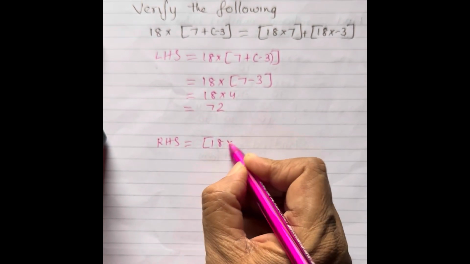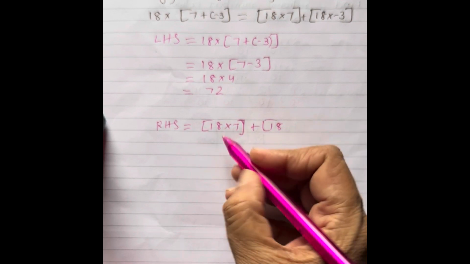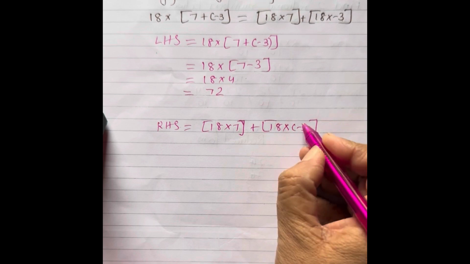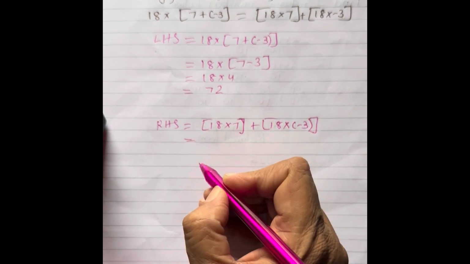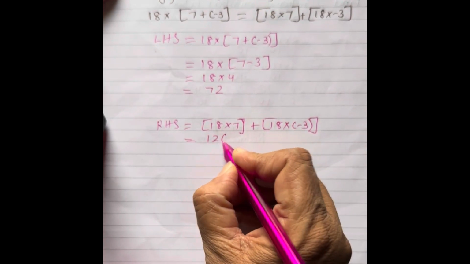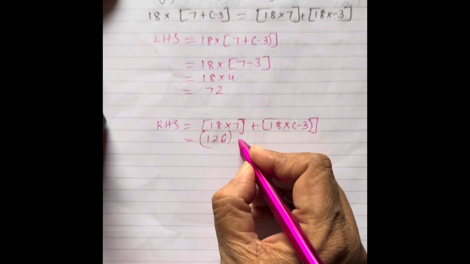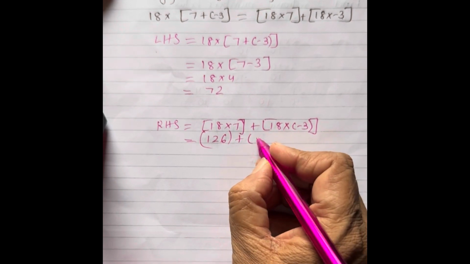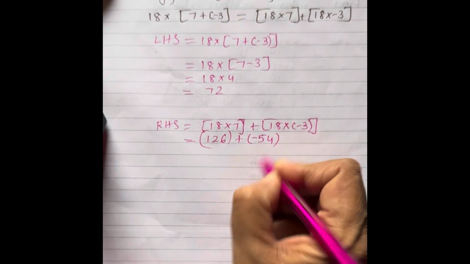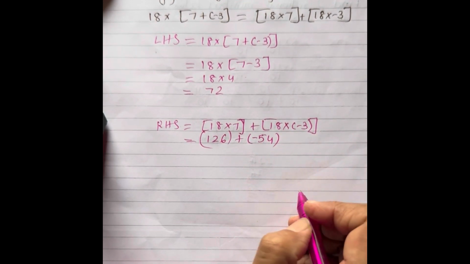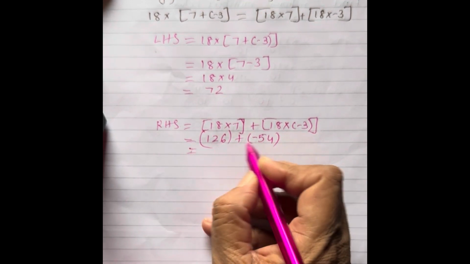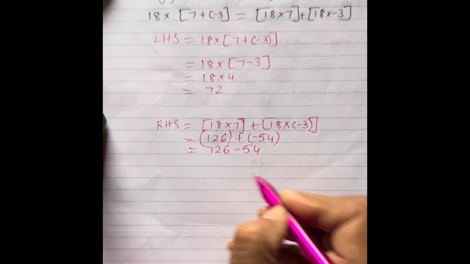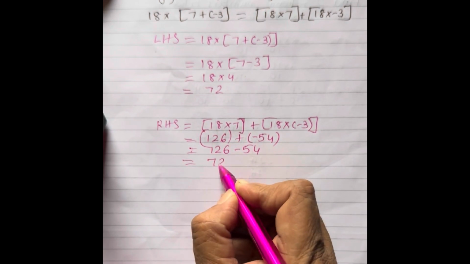Now let us try to solve RHS. First we copy RHS once again. That is, RHS is 18 into 7, then 18 into minus 3. So we solve both the brackets one by one. So 18 sevens are 126. We get 126. And here we multiply 18 by 3. So 18 threes are 54. Here there is a minus sign. Different sign means subtraction. So we write minus 54. Now this becomes plus into minus is minus. So 126 minus 54. Again, this gives you 72.